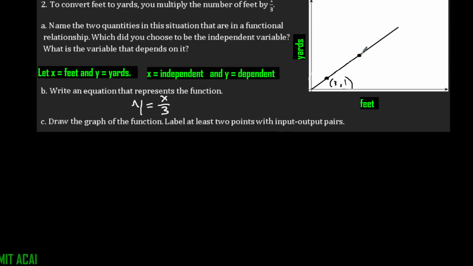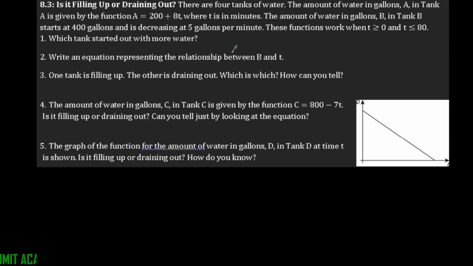Then another point would be 6, 2. That makes sense because 6 divided by 3 is equal to 2. Let's give ourselves one more point: 9 and 3. So make sure you can give some points on that graph. Again, notice how they are all on the line because they are solutions to this equation y equals x divided by 3. Then for the next part, it says, is it filling up or is it draining out?